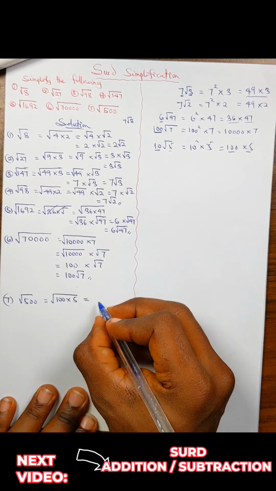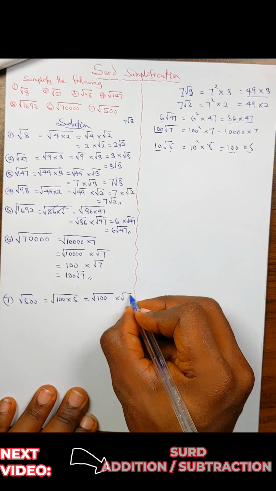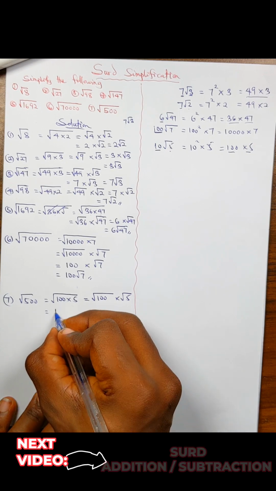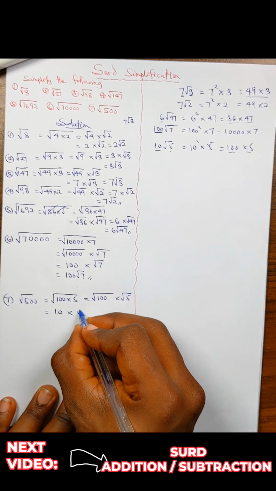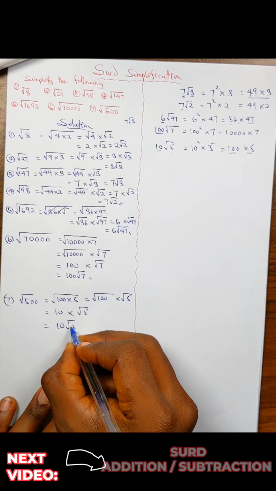So separating it, you are going to get the square root of 100 times the square root of 5. The square root of 100 is going to give us 10. And the square root of 5 is already a surd. So we are going to get 10 root 5.